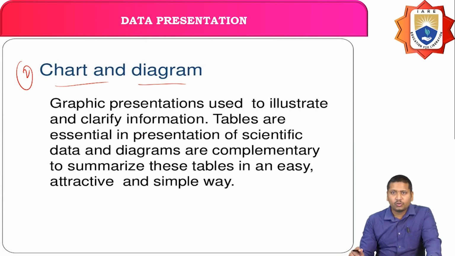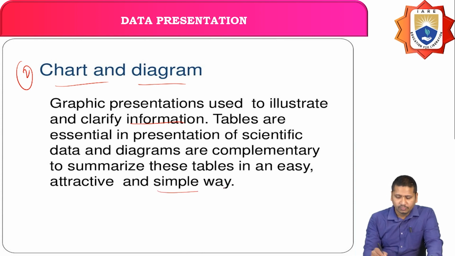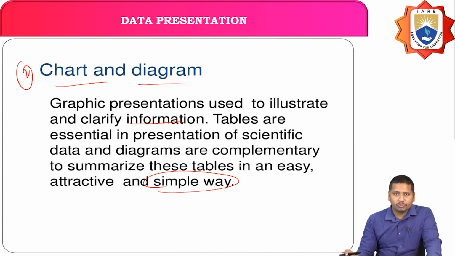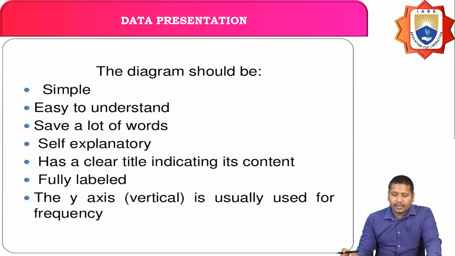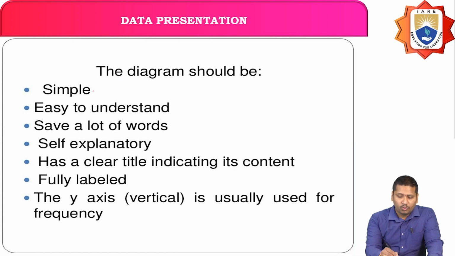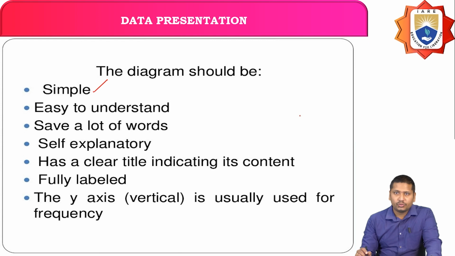The graphical presentations are used to illustrate the information clearly, and the table is the essential representation of scientific data. It should also be summarized to make the presentation very simple. The diagram should always be simple and easy to understand. It should save a lot of words, be self-explanatory, have a clear title indicating its content, and be fully labeled, and the y-axis should usually be used for the frequency.